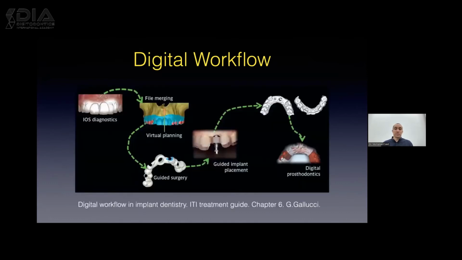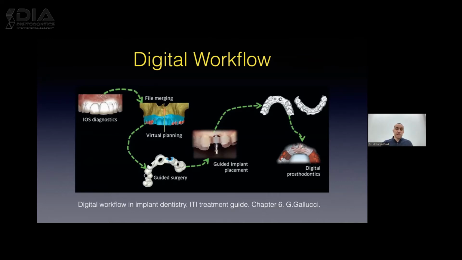To summarize the digital workflow, this image is from the ITI Treatment Guide, Digital Workflow in Implant Dentistry, and it summarizes the digital workflow. As you know, a fully digital workflow consists of diagnostic steps, planning steps, surgical steps, and prosthodontic steps. These are the 4 main steps of a digital workflow. It begins with data files obtained with an intraoral scanner to get an STL file, and a CBCT to get the DICOM file, and we merge both files in a planning software.